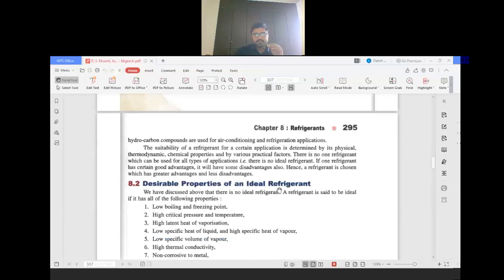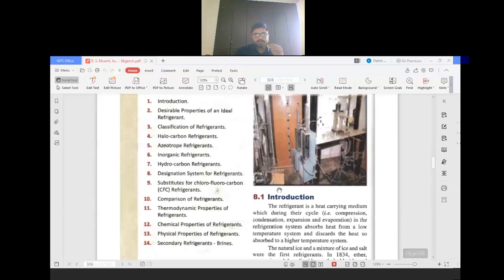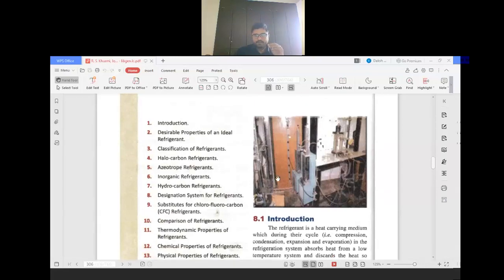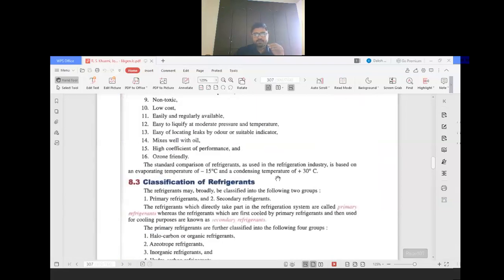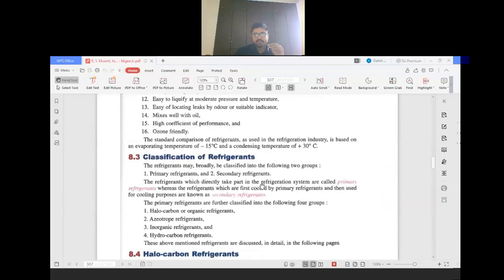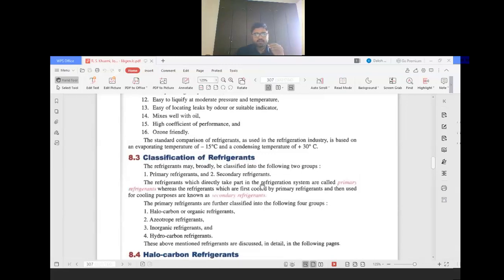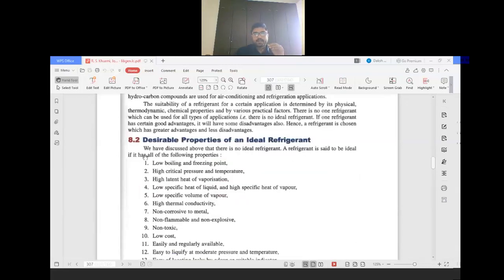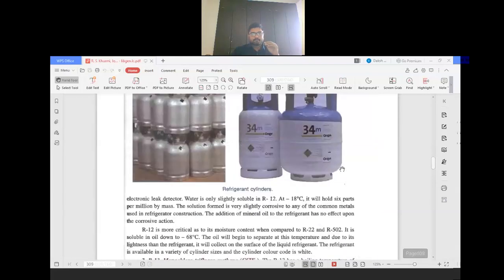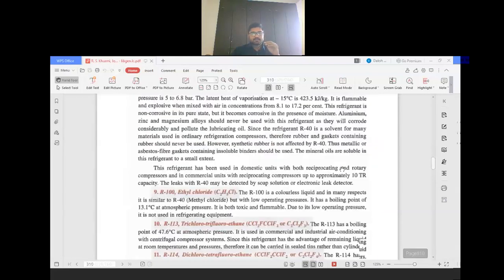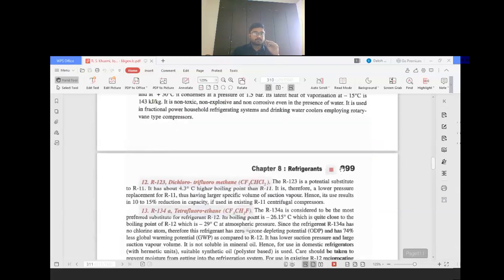So which are the topics in refrigerants? First is, what is a refrigerant? Classification of refrigerants. Classification we already discussed: azeotrope refrigerants, halocarbon, hydrocarbon, inorganic. And then the desirable properties of an ideal refrigerant. Clear? Which properties should a refrigerant have? That we discussed, and classification also we discussed. So this was the content before our external exam.